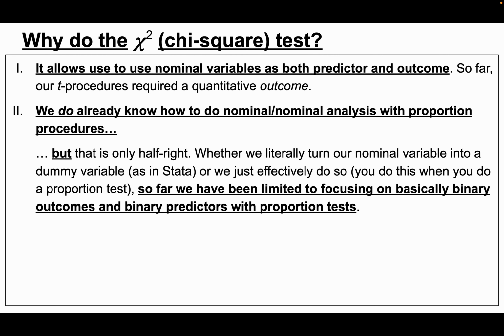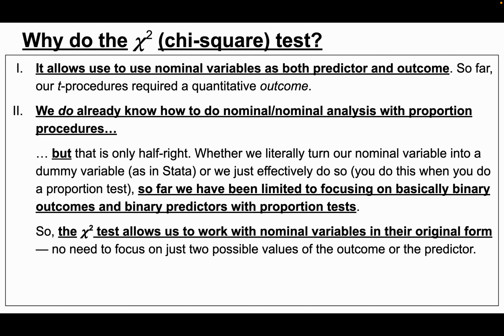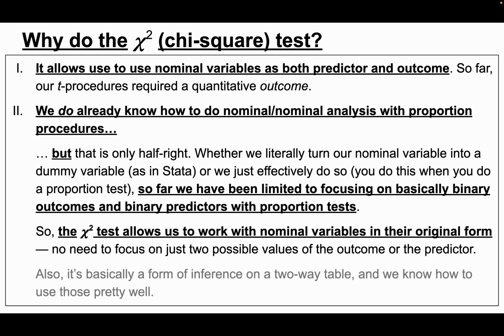So whether we literally turn our nominal variable into a dummy as in Stata, or we just effectively do so, which is what you do when you do a proportion test, so far we've been limited to focusing on basically binary outcomes and binary predictors with proportion tests. So the chi-square test allows us to work with nominal variables in their original form. It's basically a form of inference on a two-way table, and we know how to use those pretty well.